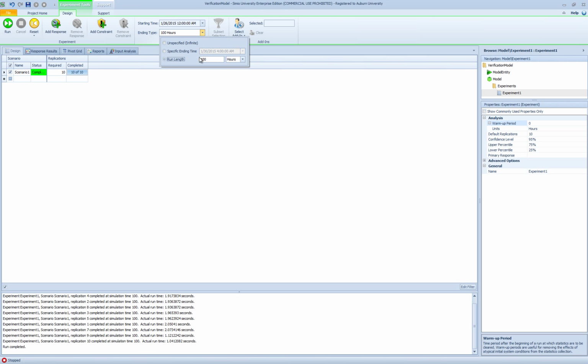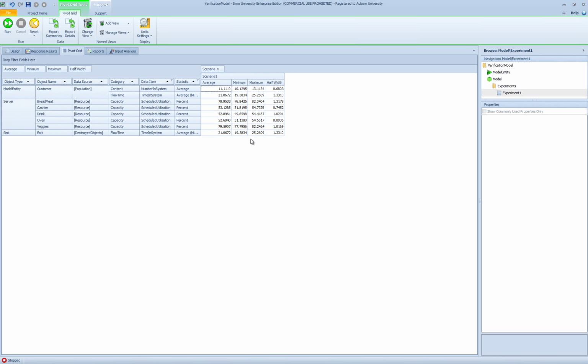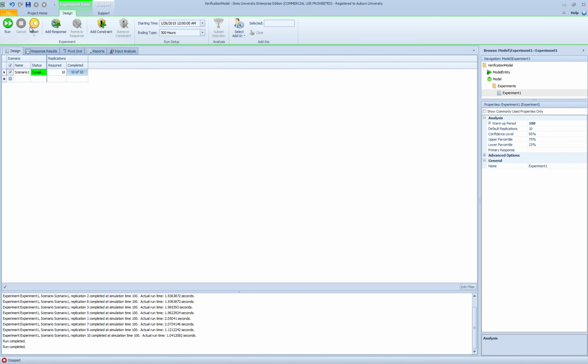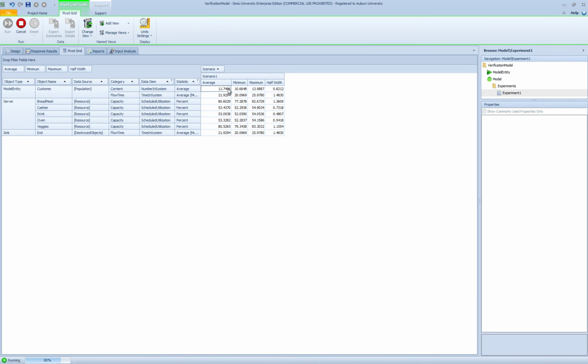So what I'm going to do is run my model for 300 hours, and I'm going to add 100 hours of warm-up period. What the warm-up period does is remove or delete the statistics that we collect during the first 100 hours of the simulation run. So we hope that this would help us remove some of this initial bias that we have in our results. So now let me reset and run my experiment again. Now I can go to my pivot grid and compare my values.